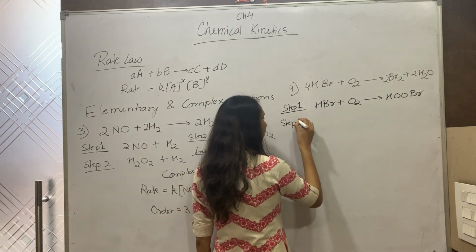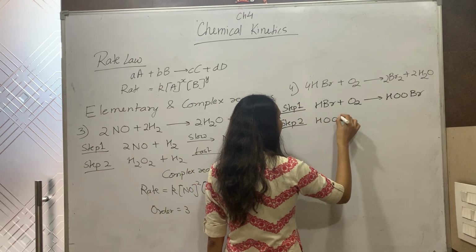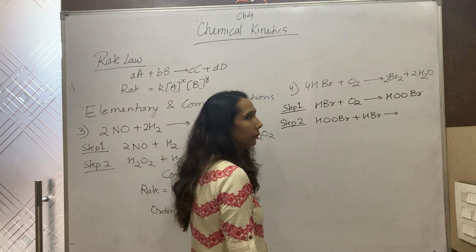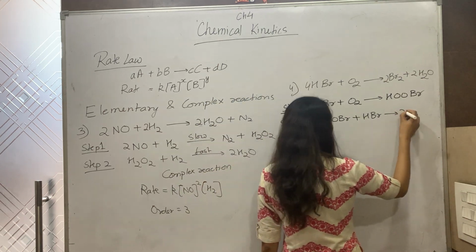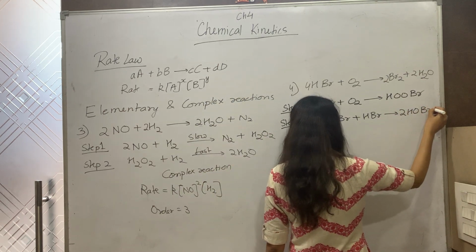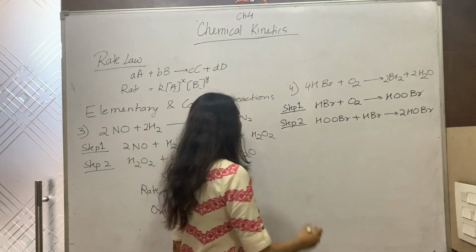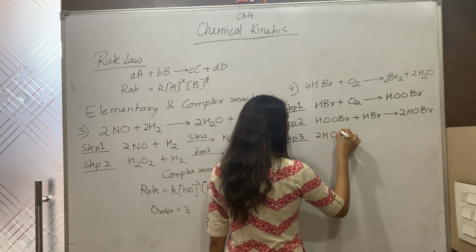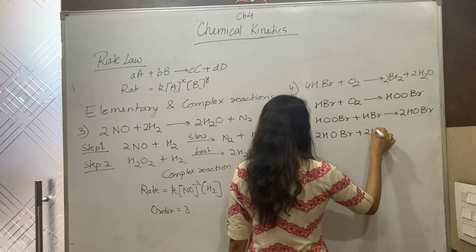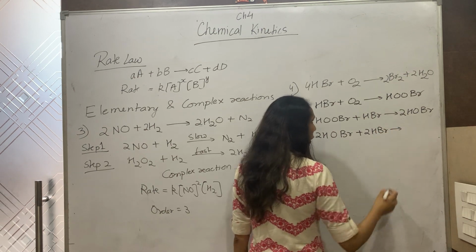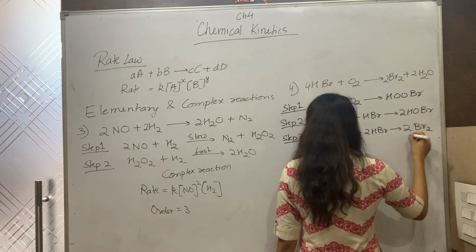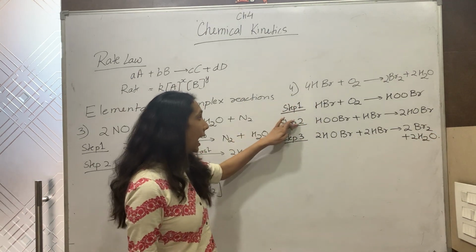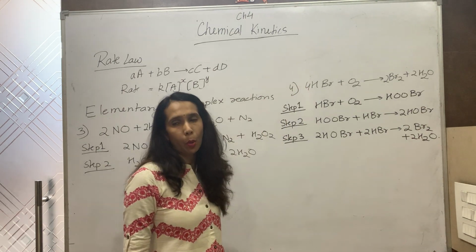In step 2, HOOBr reacts with another molecule of HBr, and one of the oxygens is transferred here and it forms 2HOBr. Step 3, 2HOBr reacts with 2HBr and forms 2Br2 plus 2H2O. When I add all the 3 steps, I get this as the overall reaction.